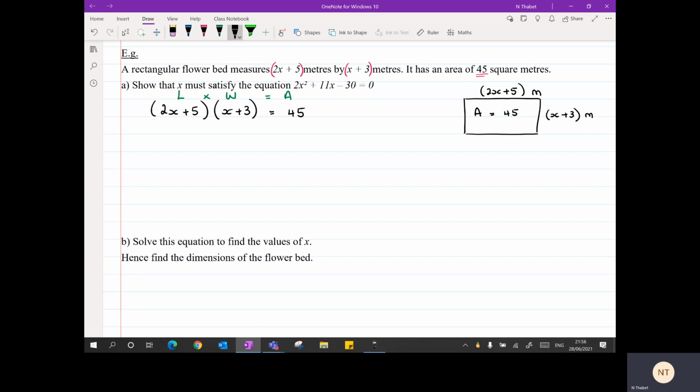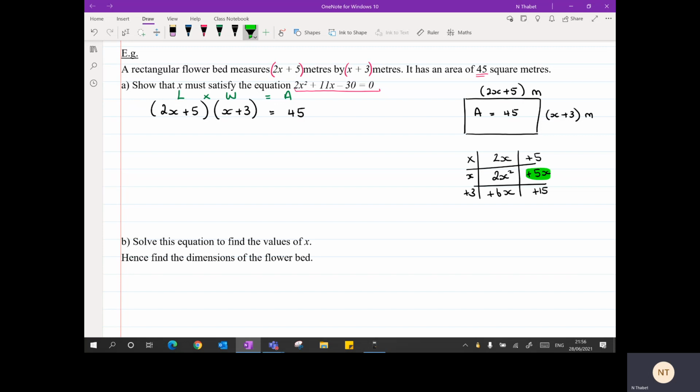It says show that x must satisfy the equation. They've basically given you what your final line of the answer should look like. You've got the area. You know that you're going to do length times width, so you're going to multiply out the bracket. So I've got my grid, 2x plus 5, x plus 3. So this is 2x squared plus 5x plus 6x plus 15.